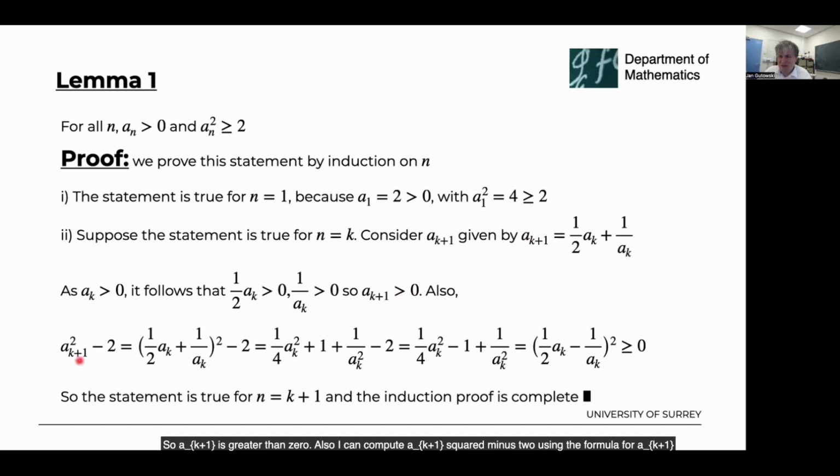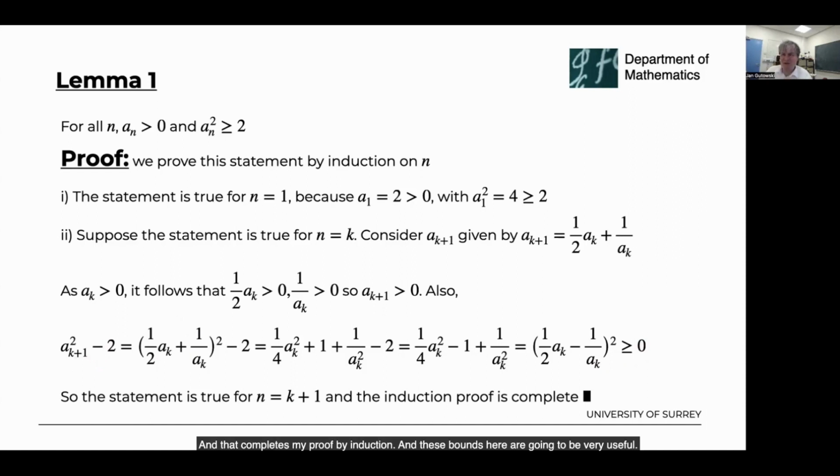Also, I can compute ak plus 1 squared minus 2 using the formula for ak plus 1 in terms of ak. I expand this out, and then I do some rearrangement of terms, and I find that it's actually a total square, which must be greater than or equal to 0. So consequently, ak plus 1 squared minus 2 is greater than or equal to 0. So ak plus 1 squared is greater than or equal to 2. And that completes my proof by induction.